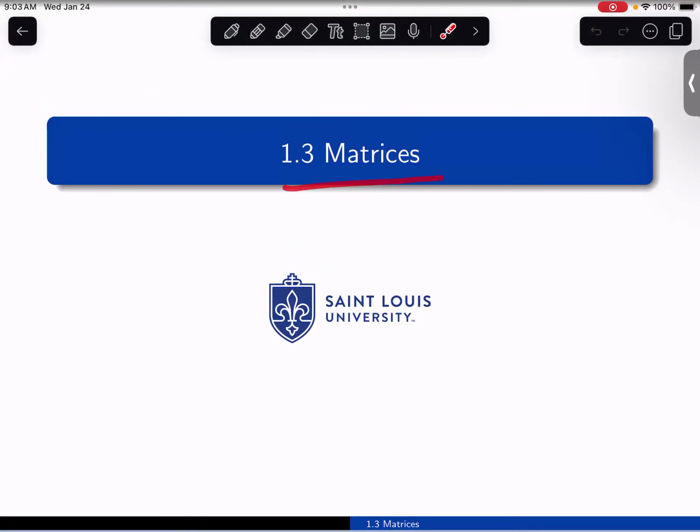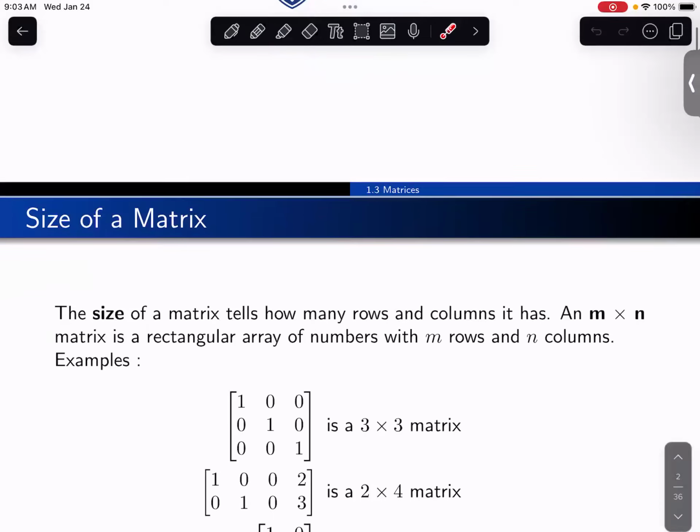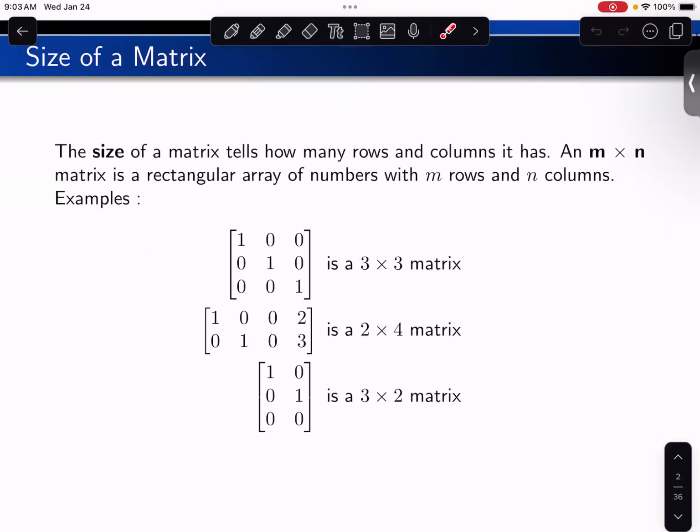So we're focusing on matrices today. Matrices are kind of like vectors, except they're all grown up in a sense. They can encode more information. In a sense, vectors are kind of just rows or columns of a matrix. So you either have one row or one column for a vector, but for a matrix, you can have multiple rows and multiple columns. When I talk about the size of a matrix, it tells how many rows and columns it's going to have.